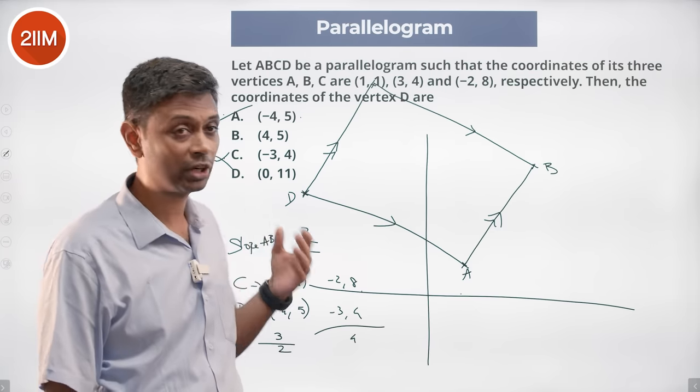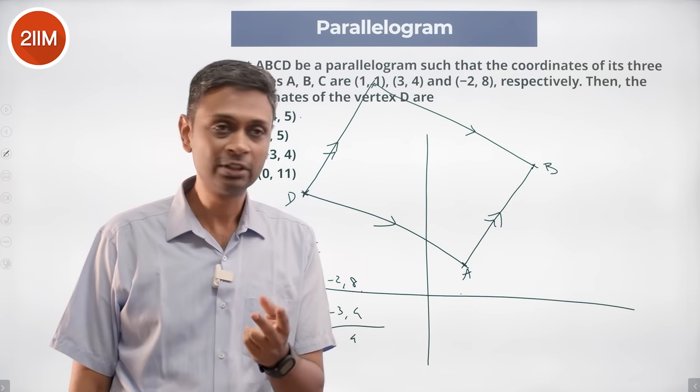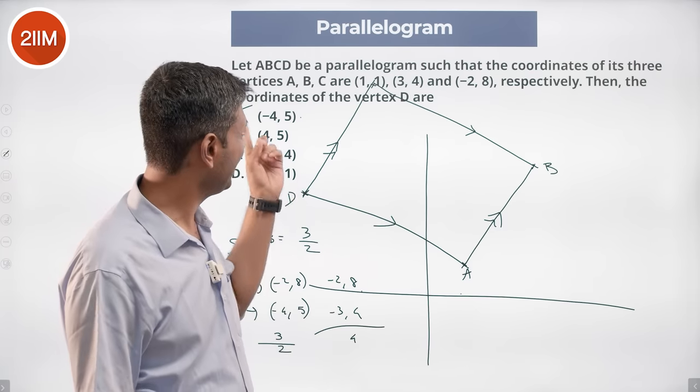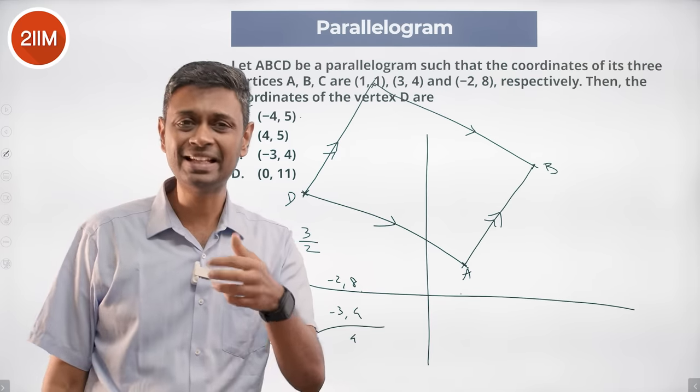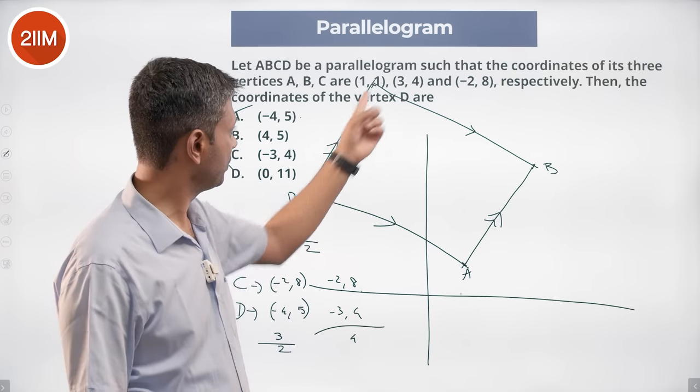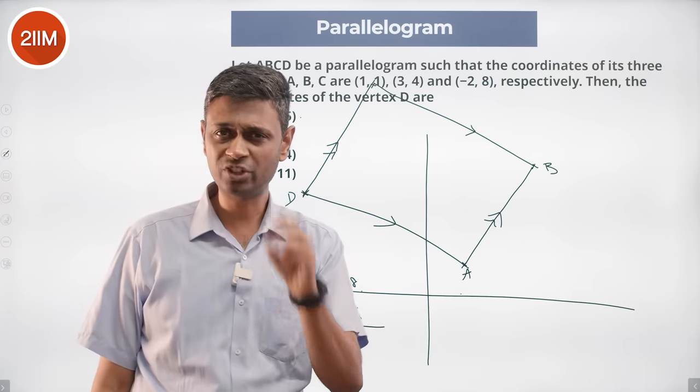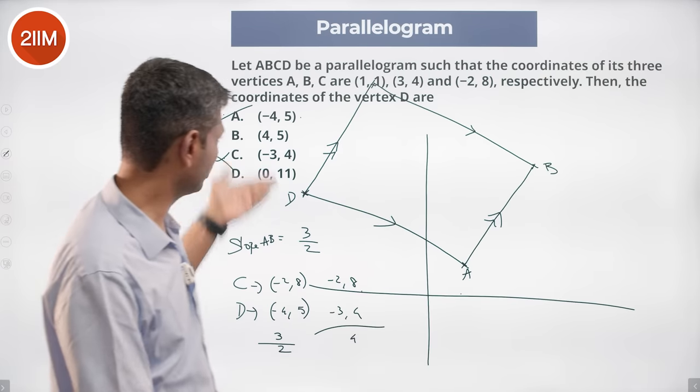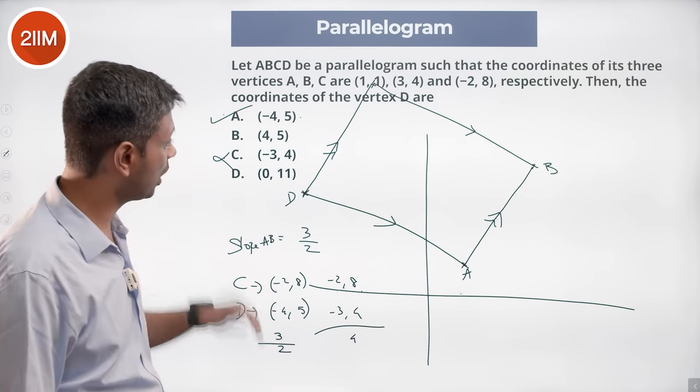Sometimes just plonking in coordinates: slope of AB, slope of BC, slope of CD. We can find AB and BC, then find AD and CD and see if the slopes are equal, algebraically solve it or go from choices. (-4, 5) should work.